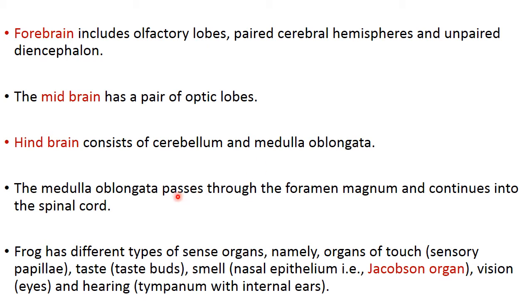अब medulla oblongata, just like in man, will pass through the foramen magnum and will continue as the spinal cord and pass through the vertebral column. अब frog में different sense organs हैं, जैसे कि organs of touch, that is the sensory papillae, taste buds हैं जो tongue पे है, smell जो nasal epithelium में है, that is also called as Jacobson's organs, vision है, bulging eyes हैं, hearing है, the tympanum with internal ears.